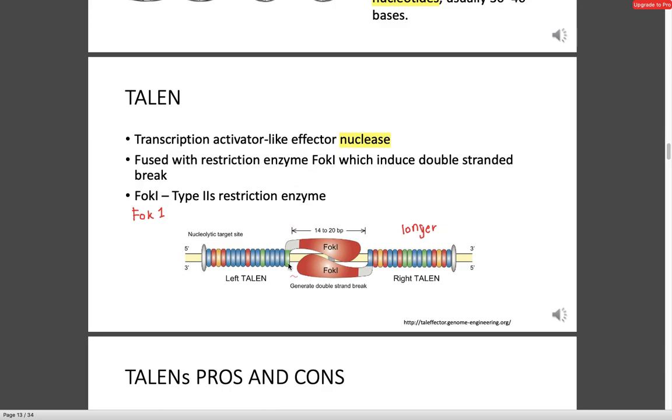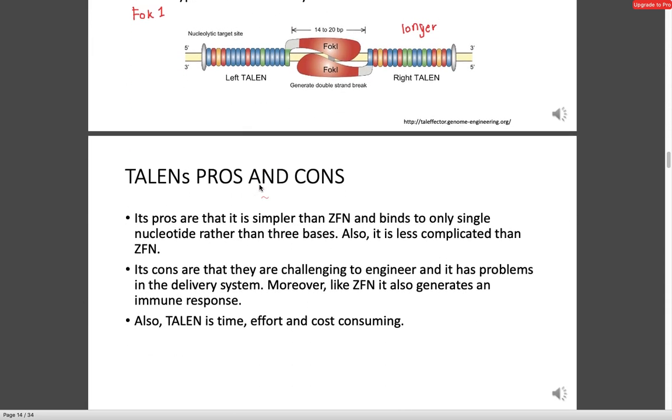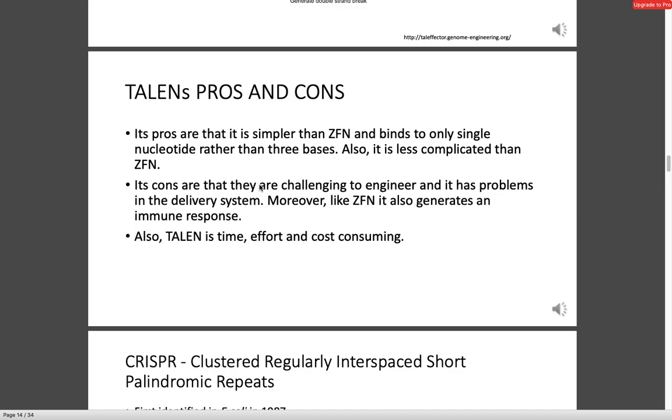So then TALEN's pros and cons. It proves that it's simpler than ZFN, so much simpler process, and binds to only a single nucleotide rather than 3 bases. Also, it's less complicated than ZFN. Its cons are they are challenging to engineer and it has problems in the delivery system. Moreover, like ZFN, it also generates an immune response. TALEN is time, effort, and cost intensive. So TALEN is basically a bit higher price than ZFN. ZFN because they're small. TALEN because it's long nucleotide, so it's a bit expensive.